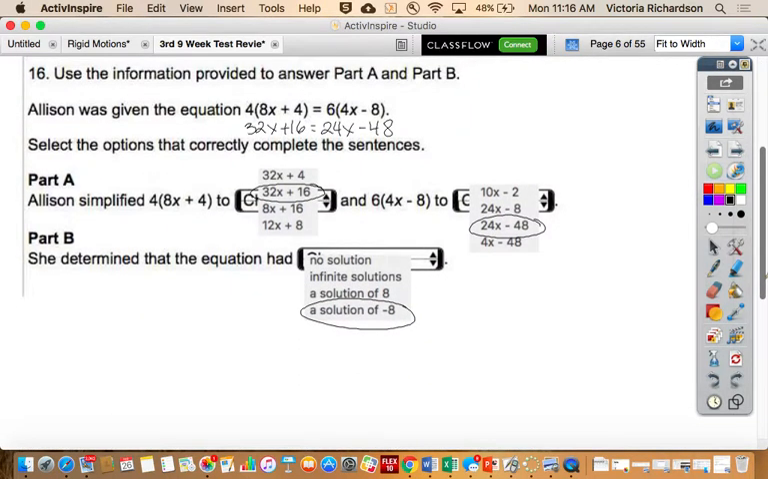16. Use the information provided to answer part A and B. So it says Allison was given the equation 4 times the quantity x plus 4 equals 6 times the quantity 4x minus 8. Select the options that correctly complete the sentences. So since we have parentheses, we have to distribute. 4 times 8 is 32x. 4 times 4 is 16. So the first part, simplified, is 32x plus 16. The second part, simplified, when you work out the parentheses, you get 24x minus 48. And so when we solve that equation, you get x equals -8. So that would be your solution.